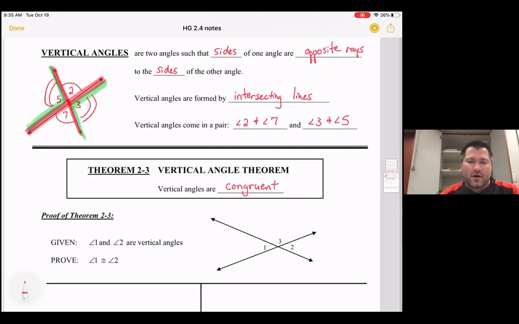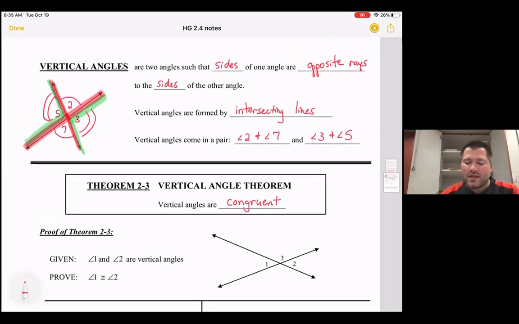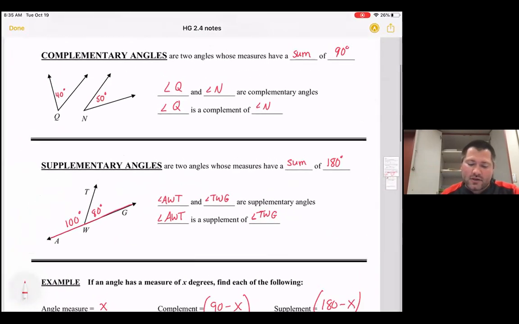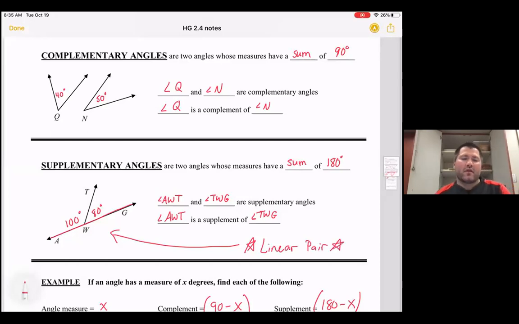Okay. So we covered vertical angles. And I'm going to slide up to the other definitions. We've covered supplementary angles and we've covered complementary angles. And I want to add one note right here. These angles are also called a linear pair. They're called a linear pair because together they're touching each other and they form a line. They form this line right here. Those are also called a linear pair. So complementary angles, supplementary angles. We covered linear pair and we covered vertical angles today. We'll finish up the proof and that last example tomorrow.